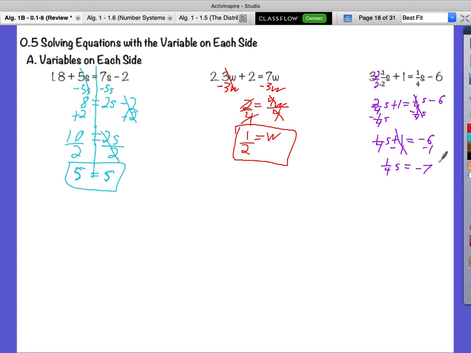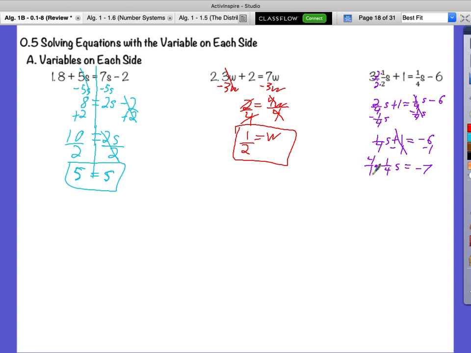So now, when we said rule of thumb here, when you have a fraction in front of a variable, what do you have to do? Multiply by the reciprocal. Very good. Reciprocal is the math word. So what's the reciprocal of 1/4? It's 4/1. So we multiply this side by 4/1.